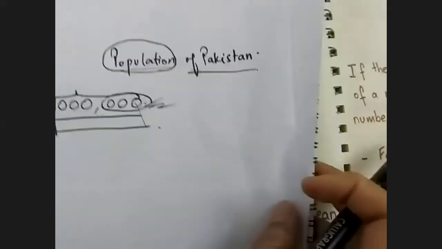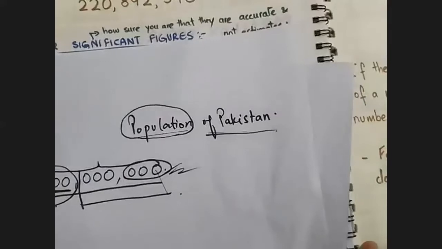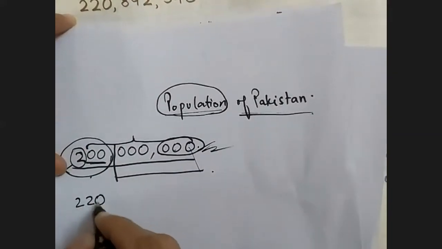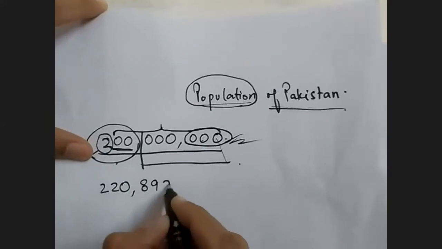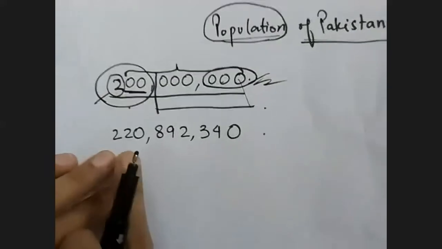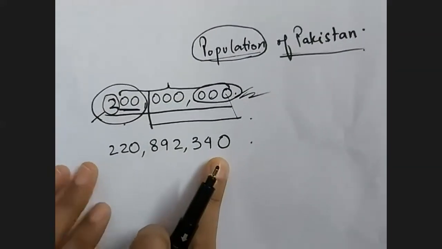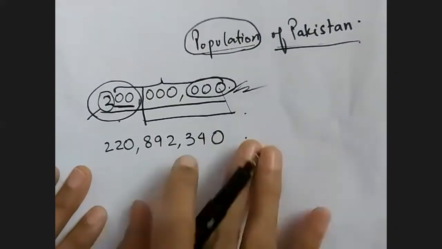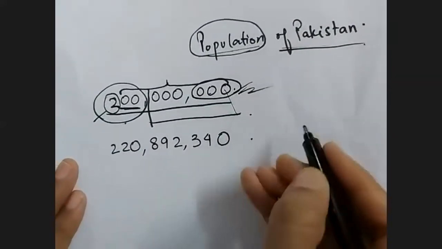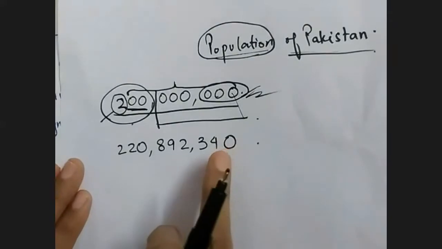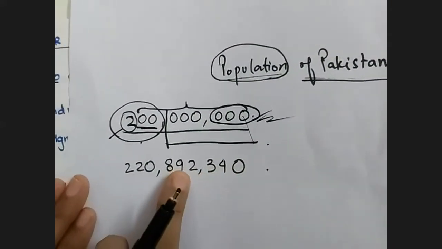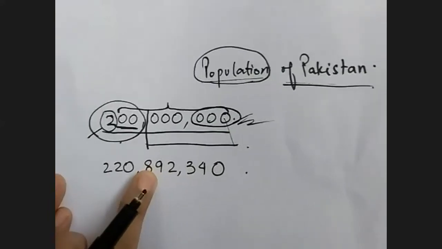Let me give you the exact figure that I got from Google. What is the population of Pakistan currently? According to the latest census, it is this. Can you see? It is this. Now, if I want to estimate this big, humongous number, I can estimate it to the nearest 100, to the nearest 1,000, to the nearest 10,000, to the nearest 100,000, to the nearest million.